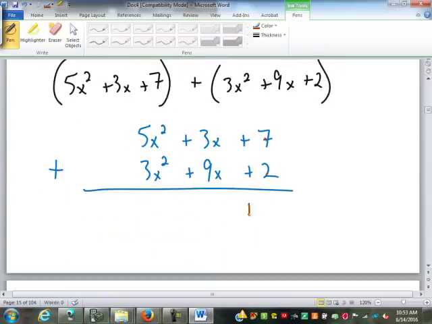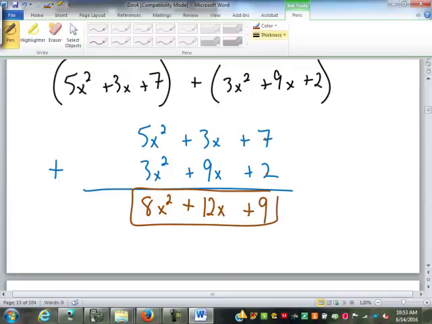7 plus 2 is 9, so that's a positive 9. 3x and 9x is 12x, so that's a positive 12x. One of the advantages of algebraic numbers, by the way, is you don't have to carry. You don't carry the 1 there, because the digits don't link like that. 5x squared plus 3x squared, 5 plus 3 is 8, so it's 8x squared. And that's the solution right there.